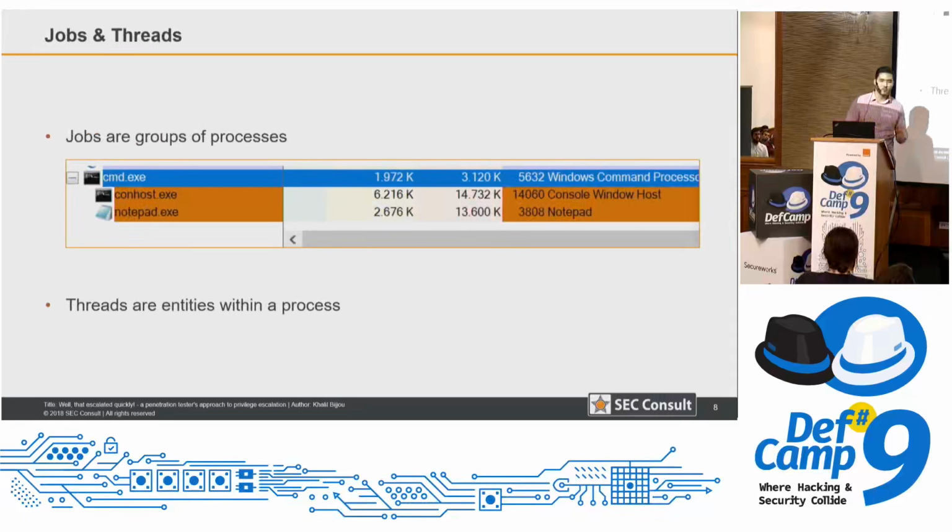Now that we know more about processes, what are jobs and threads then? Jobs are simply groups of processes. So as you can see on the screen, you have the process cmd.exe, and this process again contains 2 other processes, conhost.exe and notepad.exe. And threads are entities within a process that are computed by the CPU.